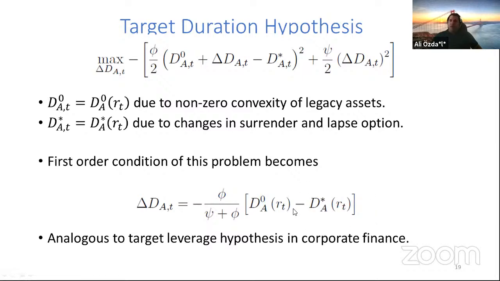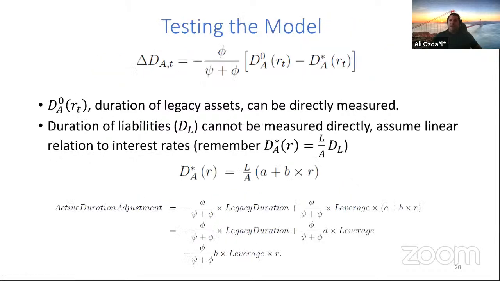So the tricky part of this regression will be the target duration of the assets, because as we have just discussed, the target duration of the assets is a function of leverage and the duration of liability. So it is not simply equal to the duration of liability. It is leverage times the duration of liability. All right.